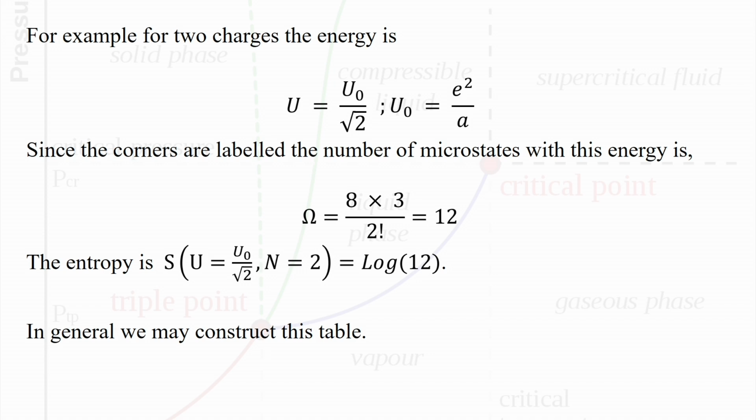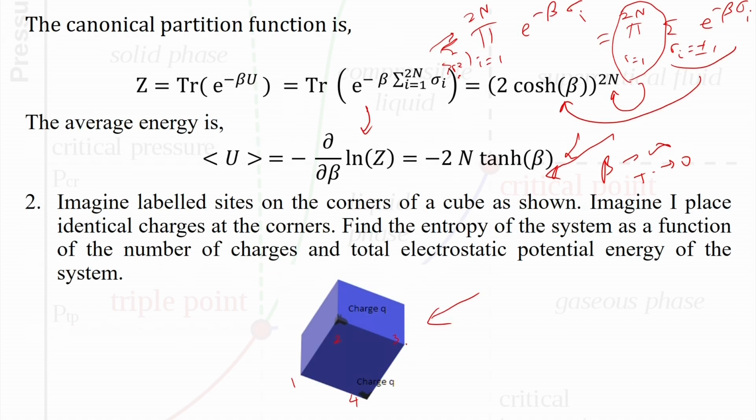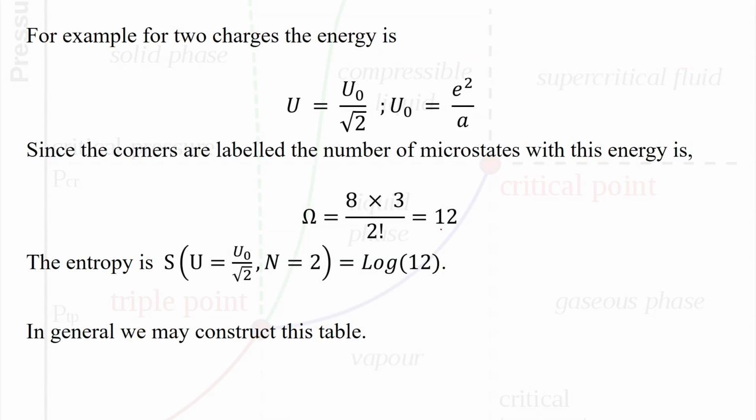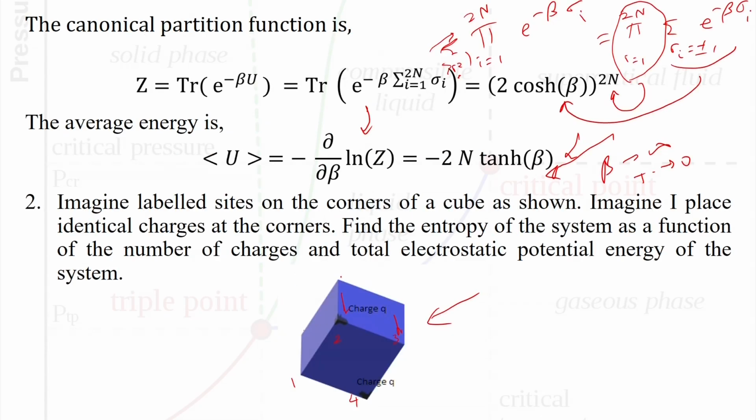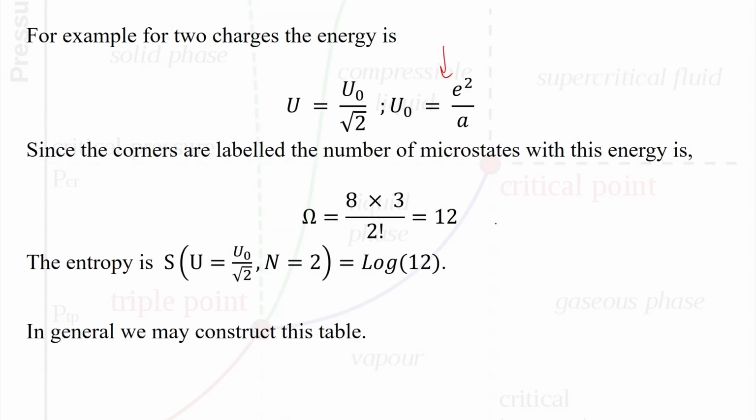If there are 2 charges, you can choose to place them here and here, for example. That means you can choose to place them at sites 2 and 3, or equivalently 2 and this, or 1 and this. It could be any of these, along one of the edges. So the 2 charges are on the edges, and that way you get an energy which is this one. That is called U 0, and a is the side of the cube, so you get an energy of the form e squared by a.